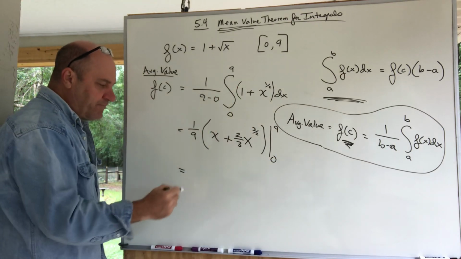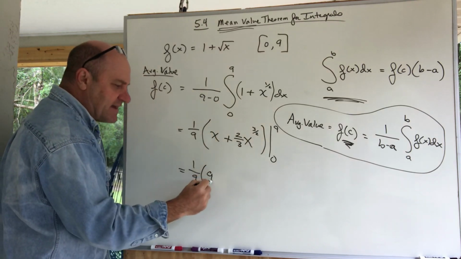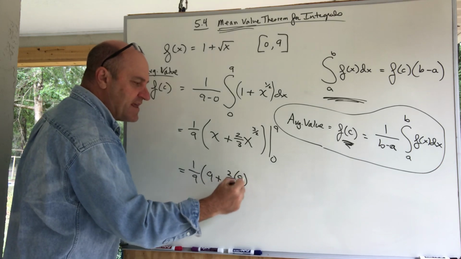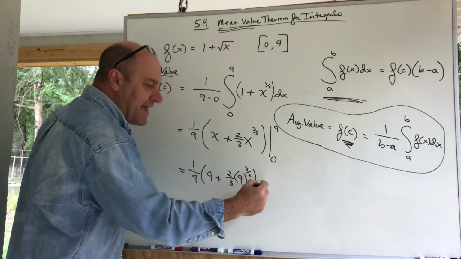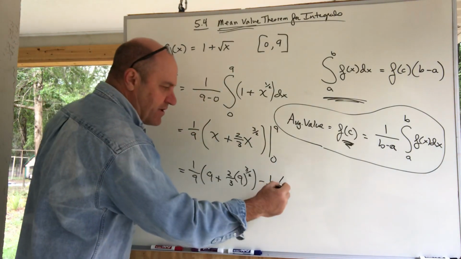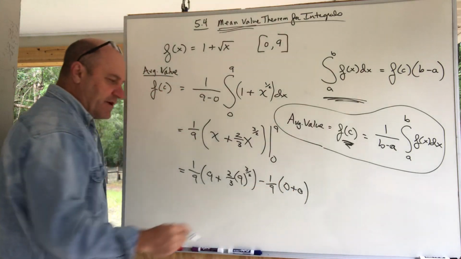All right, here we go. That's a 1/9. When you plug in the 9, that's a 9. That's a 2/3 times 9 to the 3/2 minus a 1/9. And then you're plugging in the 0. That's a 0. That's a 0. So that contributes nothing to the answer here.